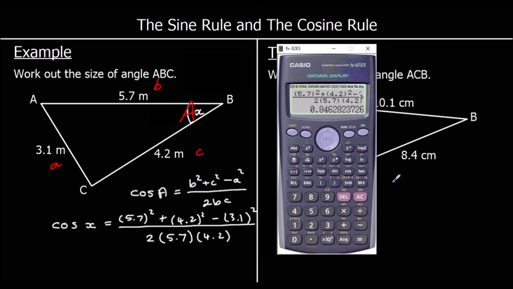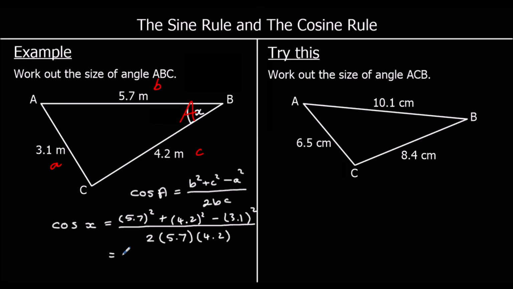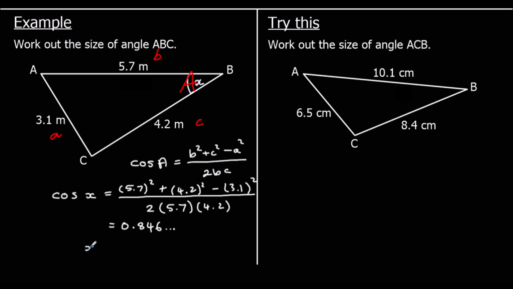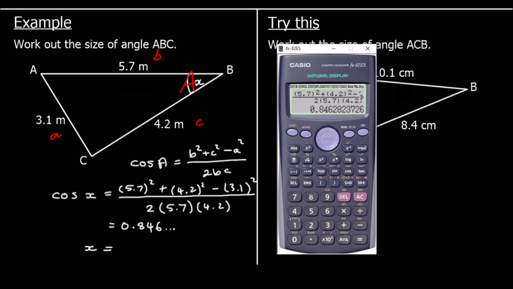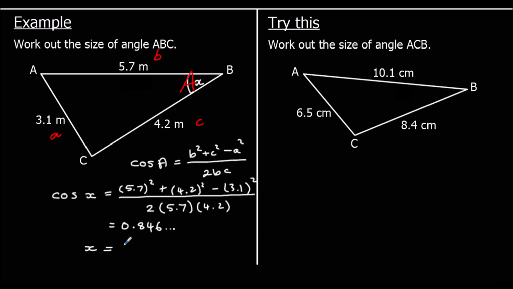So we've got 0.846 and so on, but that's cos x, and we want x. So to get cos away from x, we shift cos the answer, and that's 32.19 degrees to 2 decimal places. Okay, one for you to try. So pause the video and have a go.